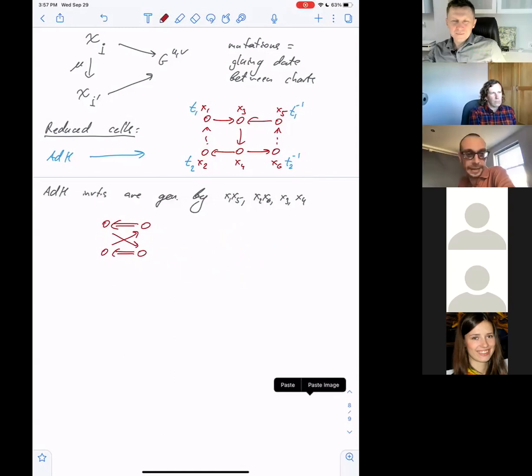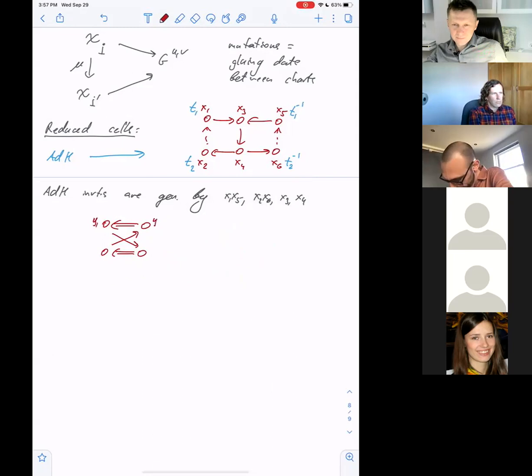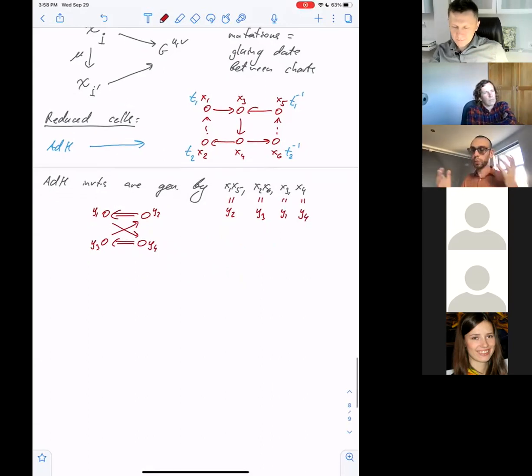Absolutely. Let me now call these variables y1, y2, y3, y4. This is y2, this is y3, this is y1, and this is y4. Okay, so I get this quiver now. Remember, I promised Toda Hamiltonians.